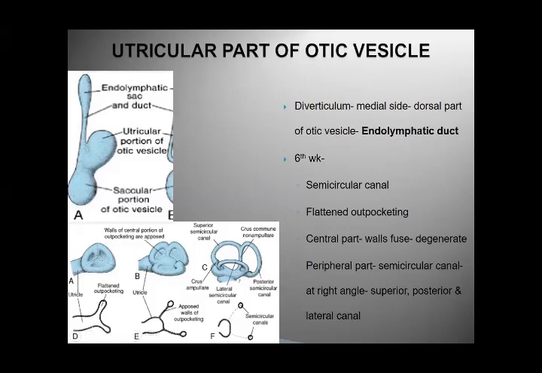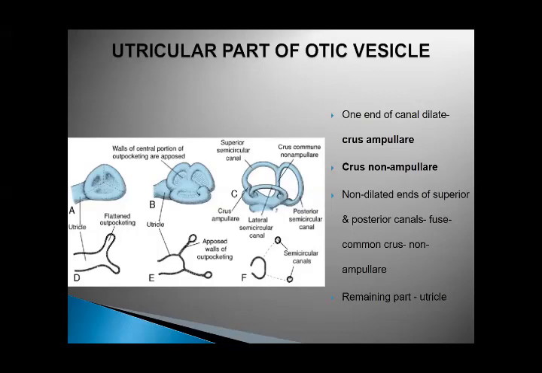These 3 tunnels that are developing open into the utricle at 2 ends, this end and this end. So you have 6 openings in the utricle. These outpocketings are given the name of semicircular canals. You have a superior semicircular canal, a posterior semicircular canal, and a lateral semicircular canal. All these semicircular canals are lying at right angles to each other.